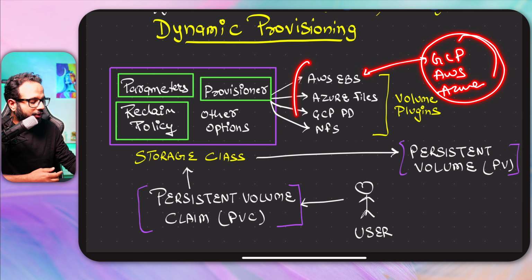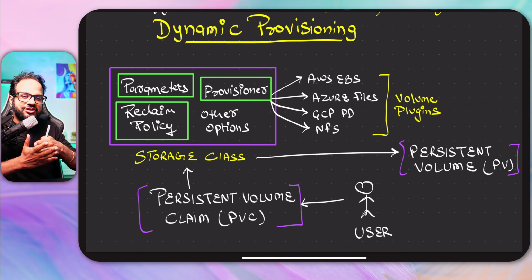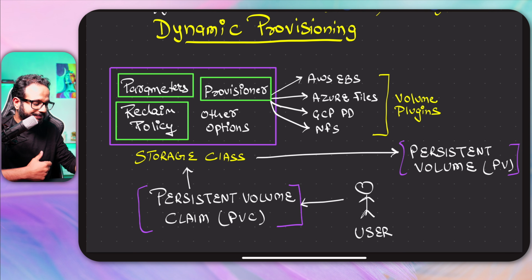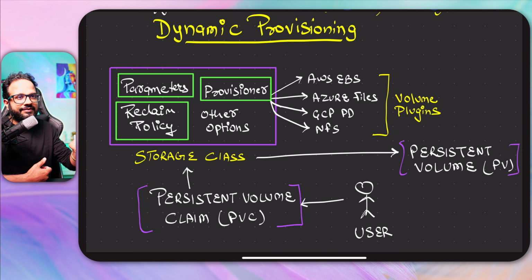So these are the volume plugins that are attached to the Kubernetes cluster, and it maps your Kubernetes cluster with the cloud provider so that the storage can be provisioned over there. Okay, so that's the provisioner. Then we have parameters, like the configuration parameters. We'll look at that once we do the demo.